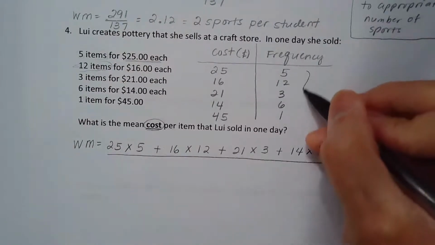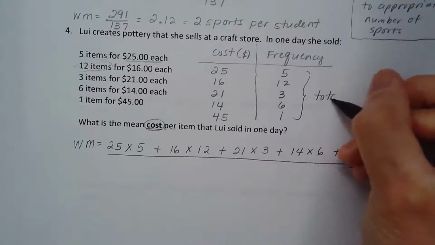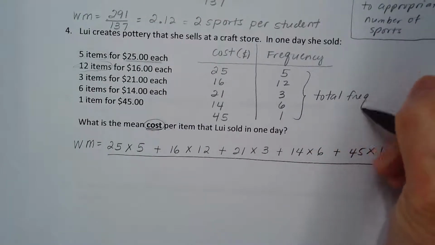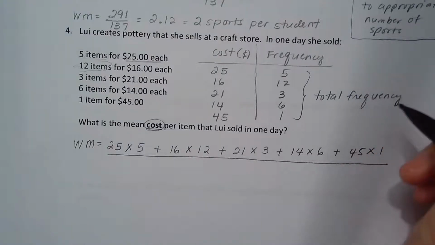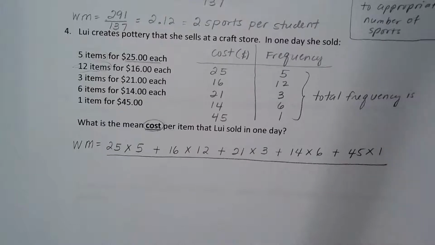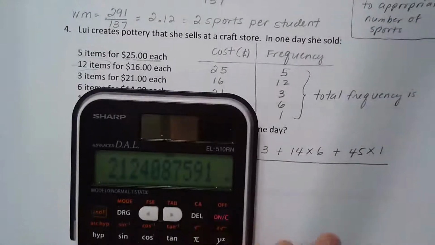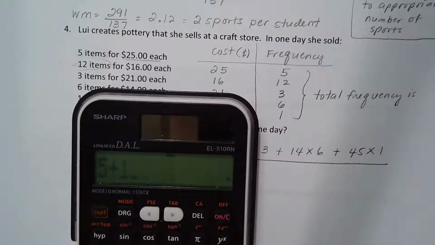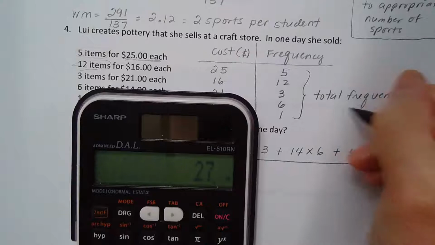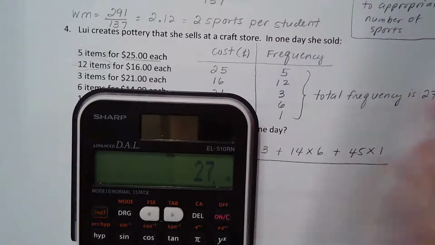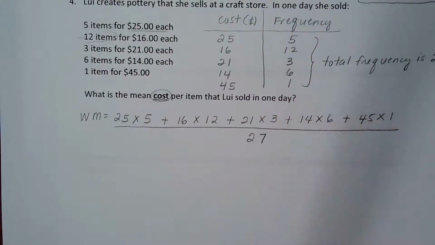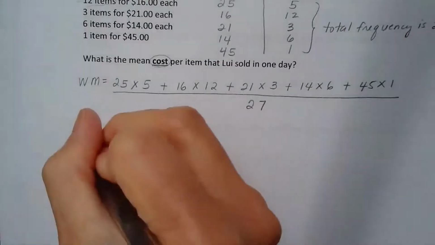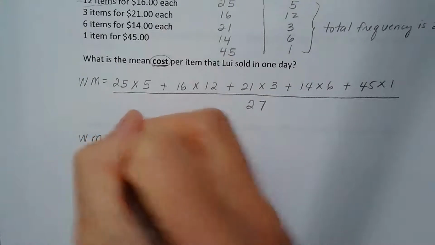So here, total frequency is, let's calculate that one. It's 27. Okay, it's 27. So I've got to put 27 at the bottom. There you go.